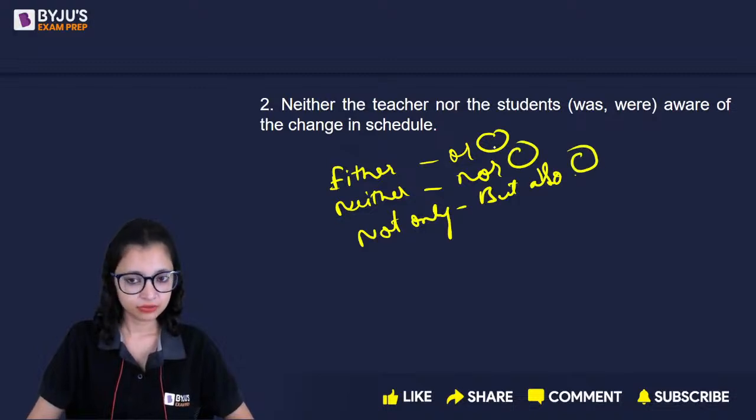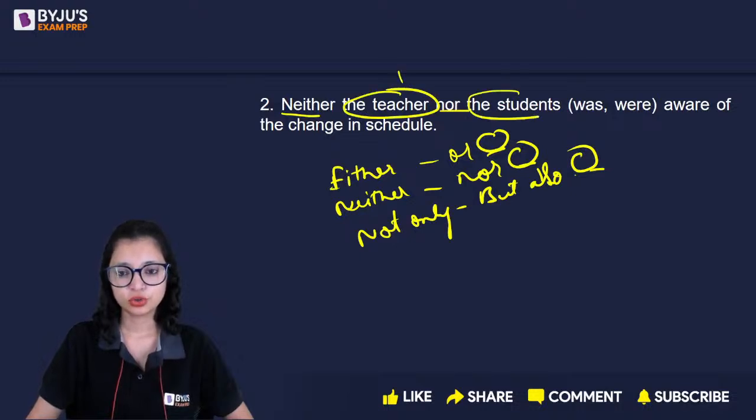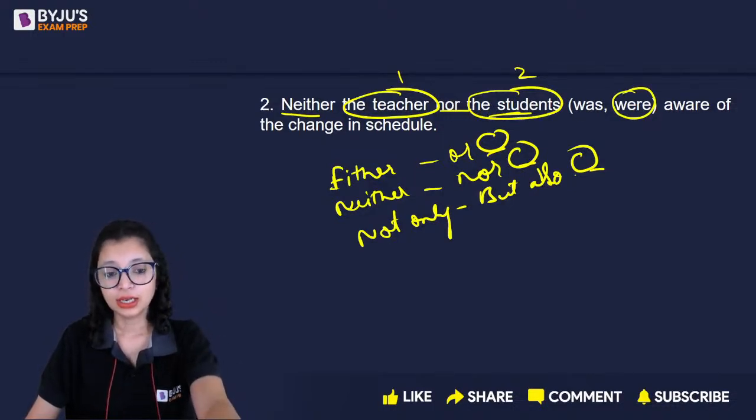If the subject is singular, we use a singular verb form, the last subject. And if the subject is plural, we use a plural verb form. Now let's look at this. Neither nor. Subject 1, teacher. Subject 2, students. The last subject is students. In the pairs of conjunctions, we look at the last subject. Since the last subject is students, that's plural, our verb form is going to be plural.